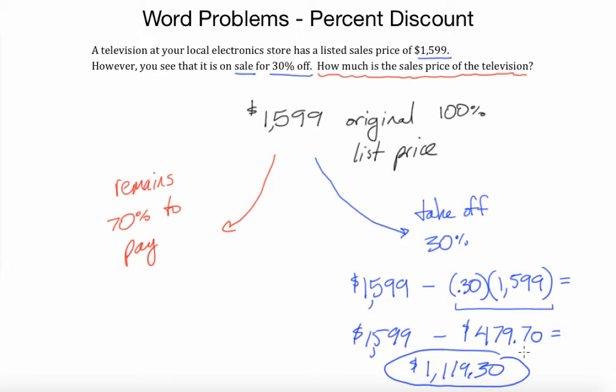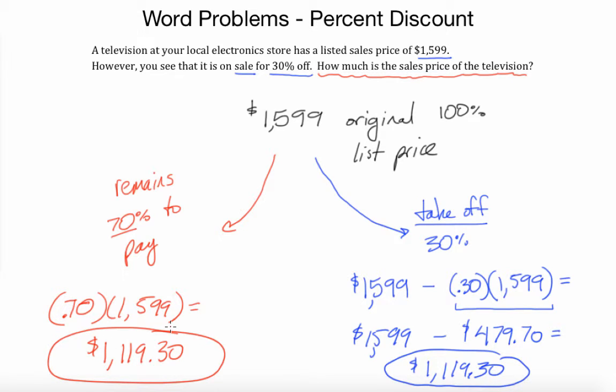We use the 30%, and I realize I'm taking off that 30%. The other way to do it is to say, okay, if I'm taking off 30%, that means I'm really only paying 70% of the price. So I could say, what is 70% of $1,599? I pull out my calculator and do 0.70 times 1,599. And that also equals $1,119.30.